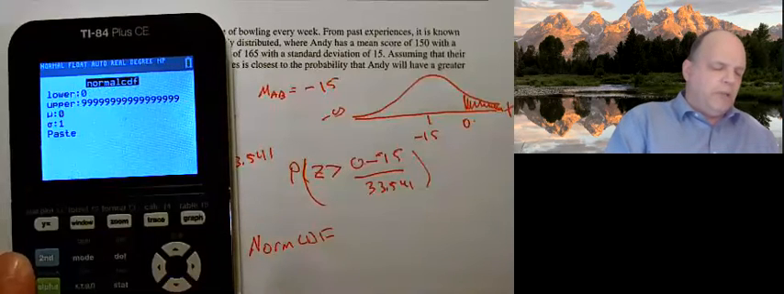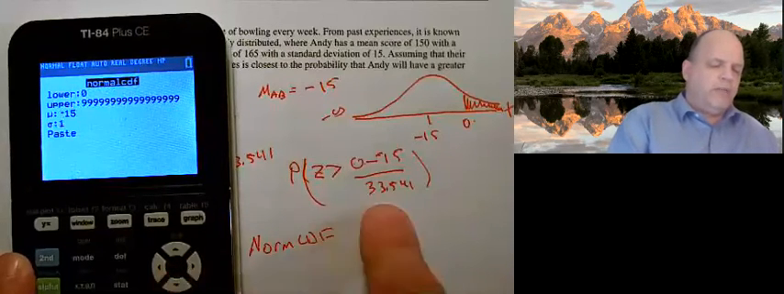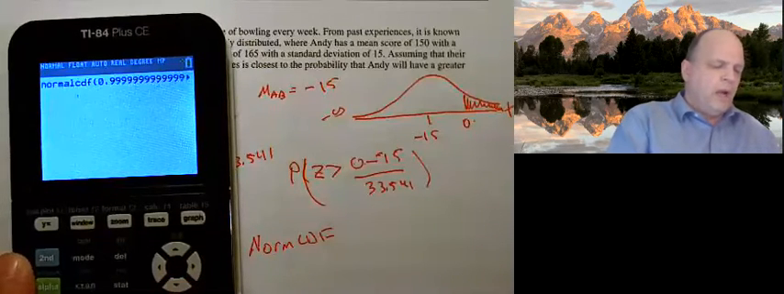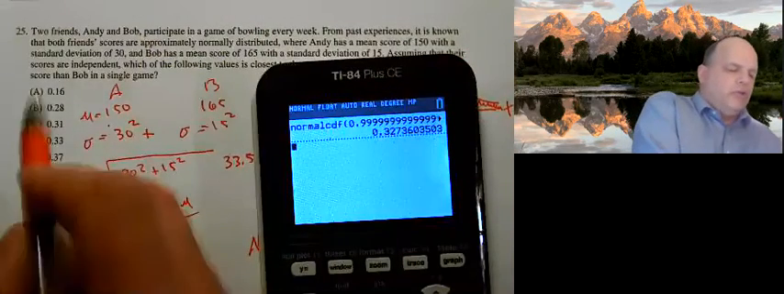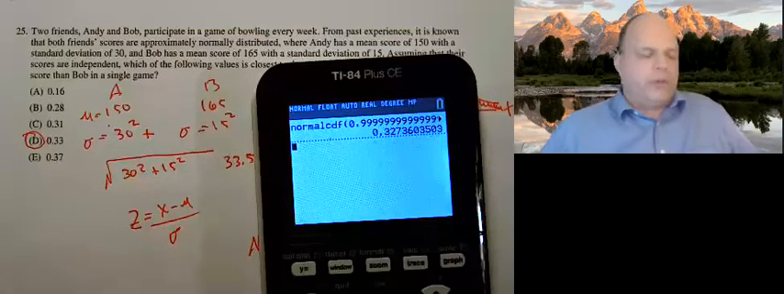My mean, please don't forget the negative sign because it'll mess you up, negative 15. And my standard deviation was 33.541. And we end up getting 0.327 as our answer. So our closest answer to that is letter D, or 33%.